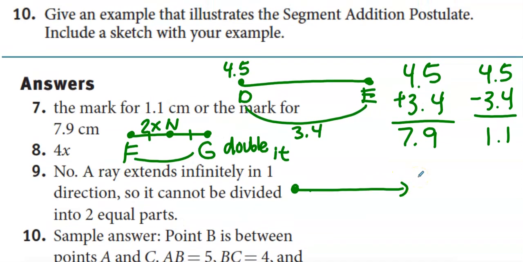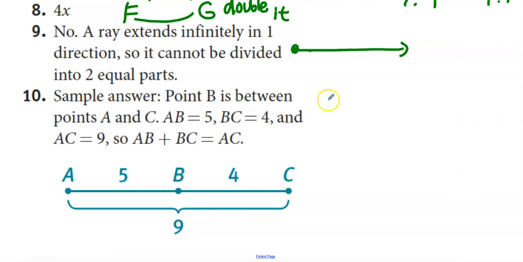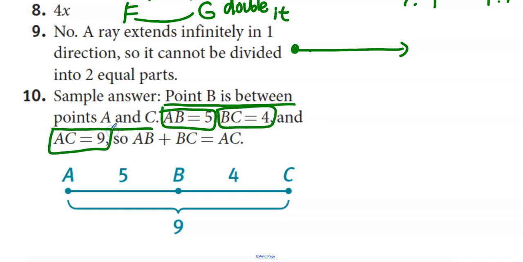Lastly, number 10 wanted you to draw an example and write an example of a segment addition postulate. So here is just one of my examples. I said point B is between A and C. So you did have to say some point is between some point and some point. And then you had to give me a length of one of it, a length of another one, and a length of your whole thing. Okay, you could have had equations, you could have had numbers, doesn't matter.